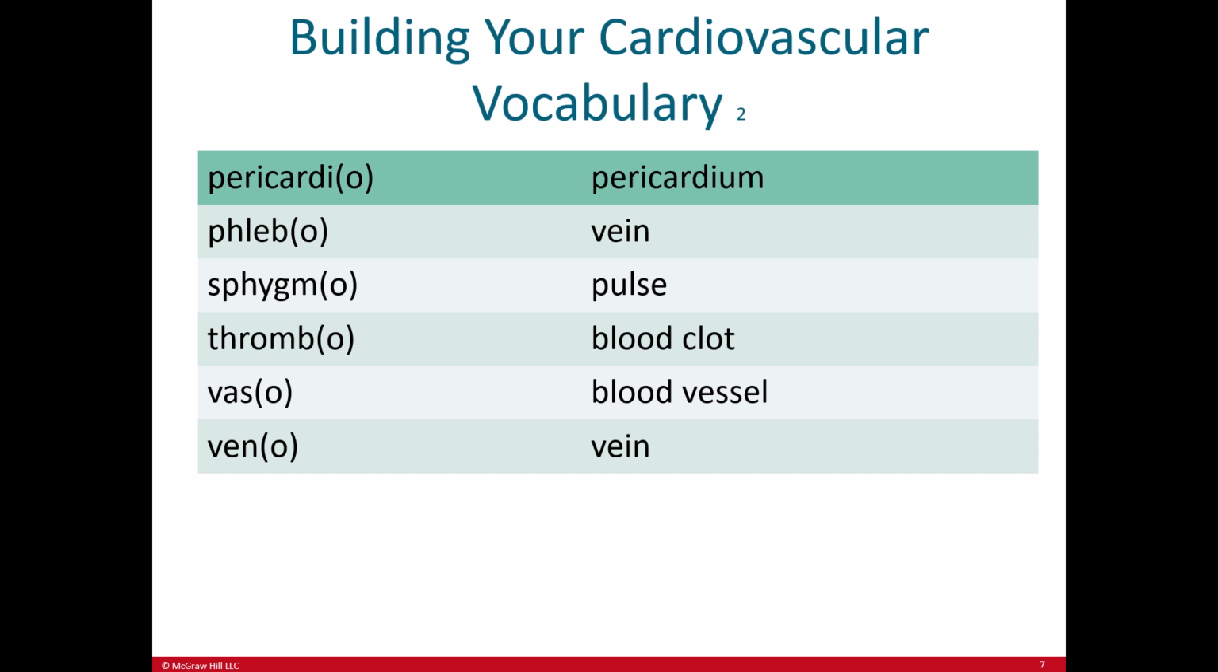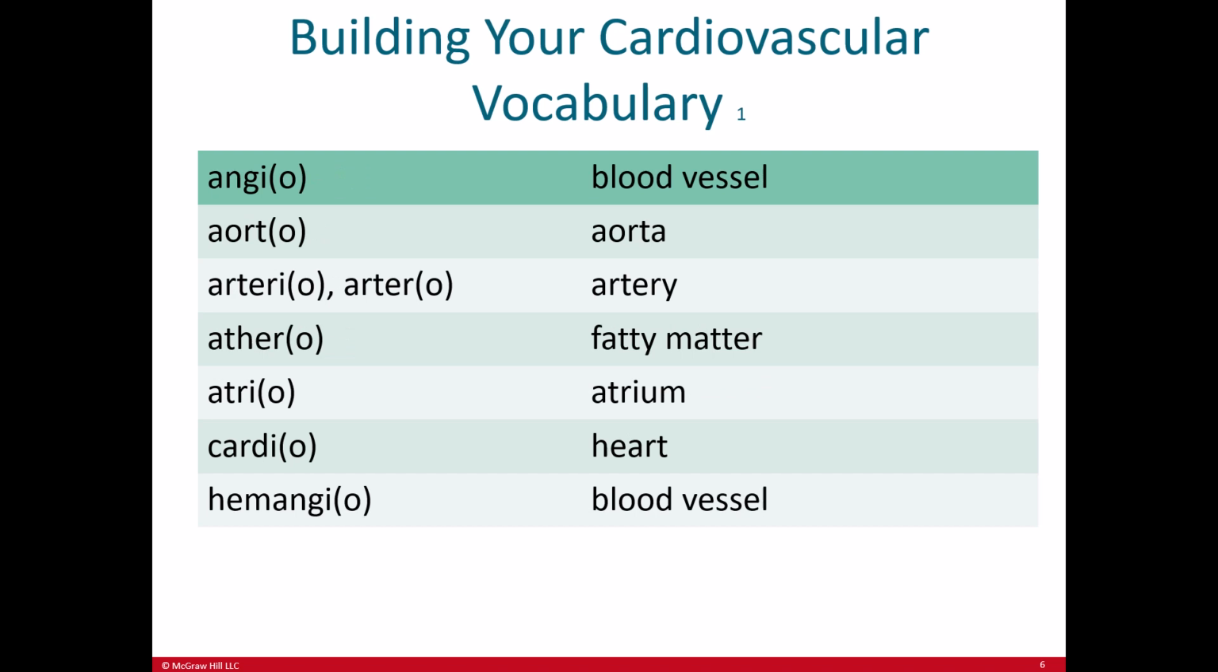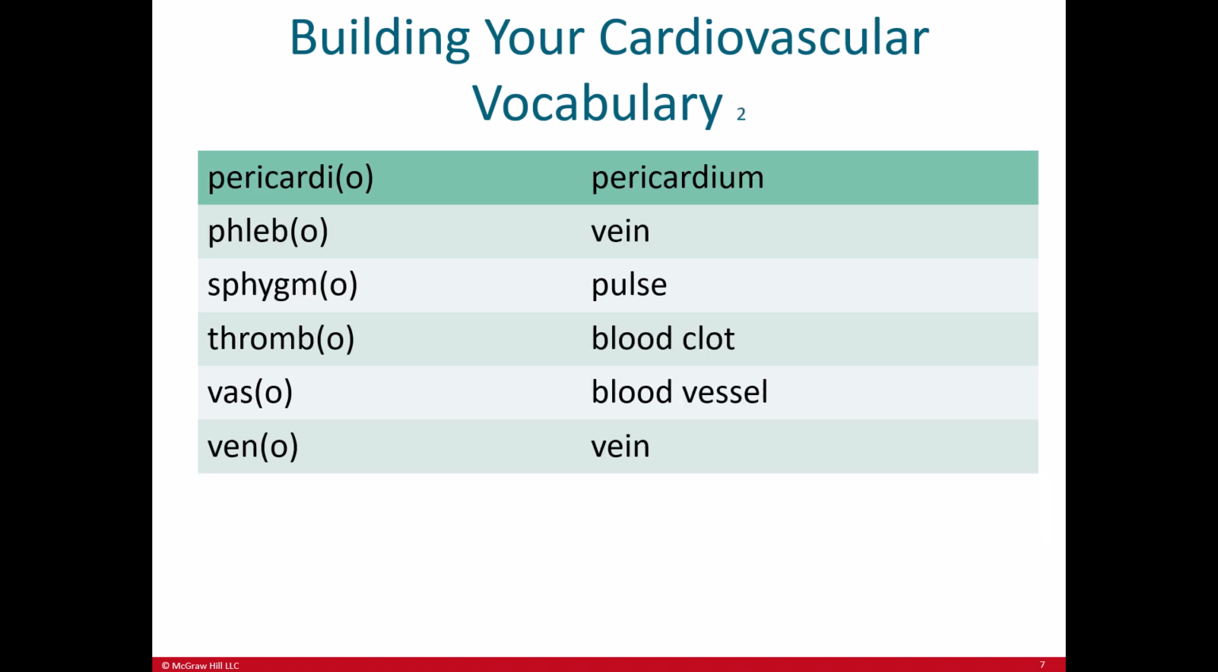Thrombo means blood clot. Vaso is blood vessel, and veno is vein. So keep vaso and artero separate. One's artery, also angio. Artero, angio, and vaso.